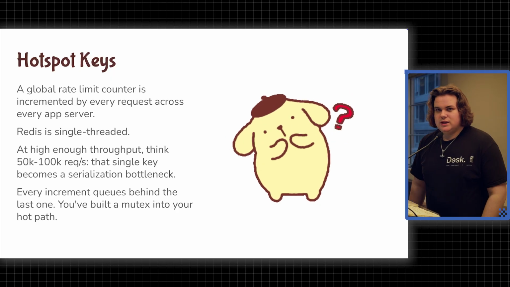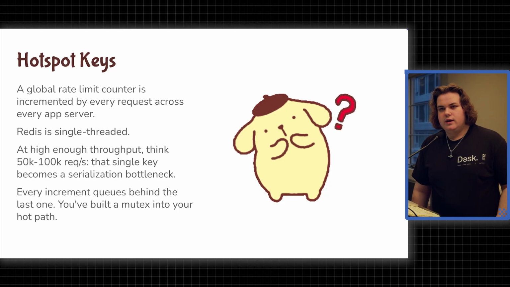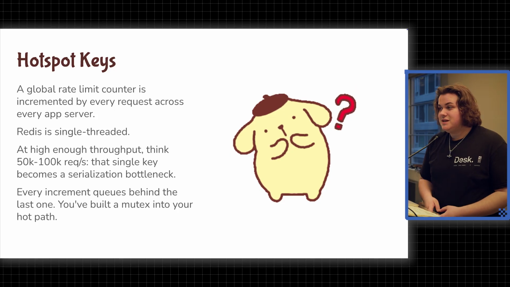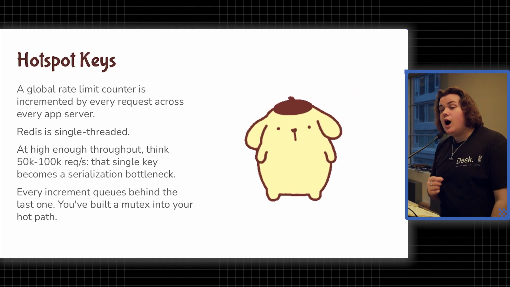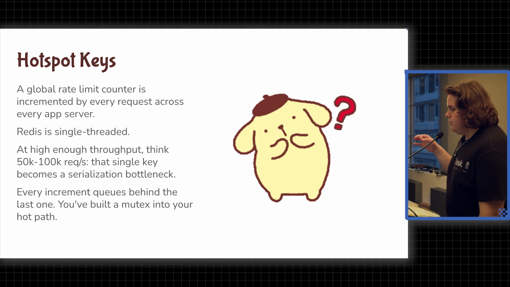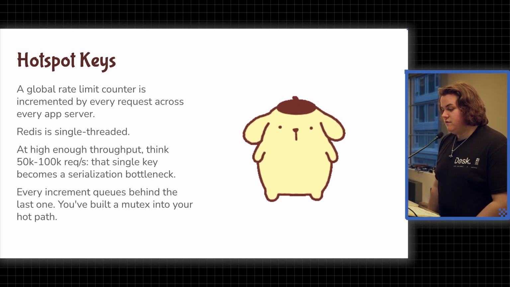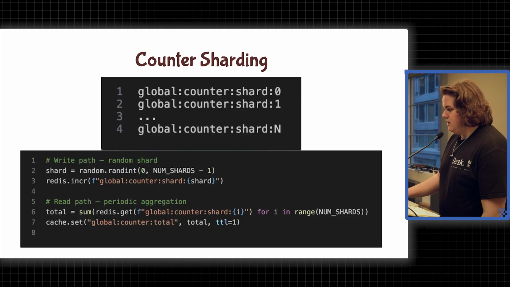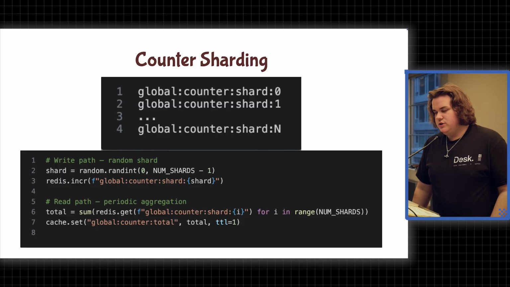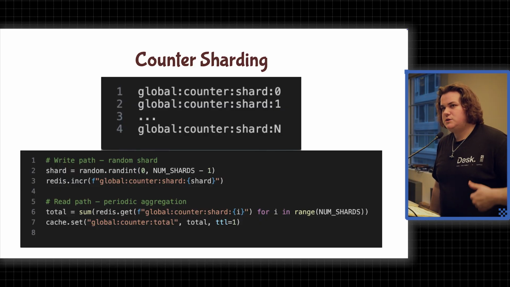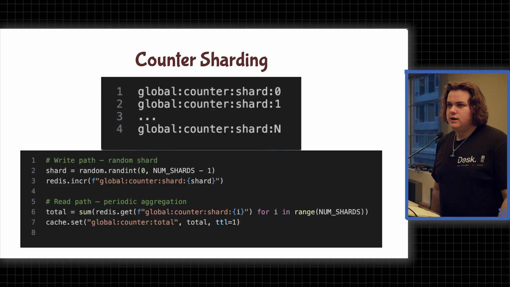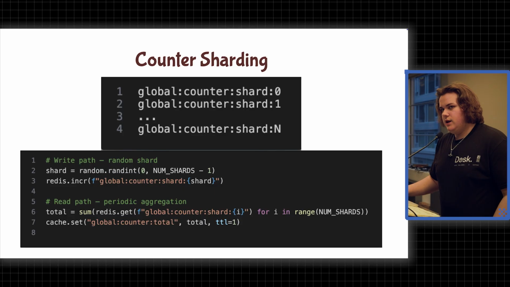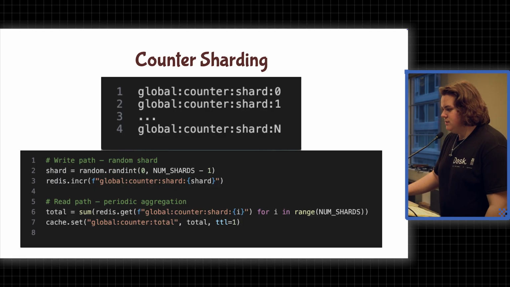Hotspot keys relate a lot more to that global rate limiting that I was discussing earlier. If you want to globally rate limit your system, Redis is single-threaded, and at high throughput, requests must compete for the key. If you have 50,000 to 100,000 requests coming across your platform, they will all need to compete for that single key, and that can become a bit of a bottleneck. They're all going to have to wait in a queue, and you've built the mutex in your hot path. To avoid this, you can do counter sharding, which is where you split up among multiple shards and then read those shards periodically and increment a global counter that way. This way, you're not competing for one key at the same time. You've distributed that over multiple keys, and you can implement your global limit this way and not be as blocked.